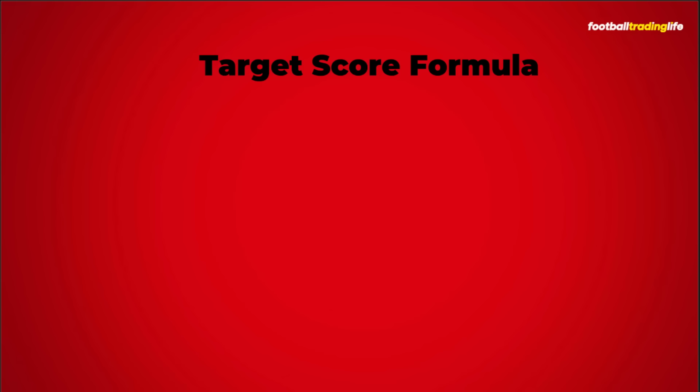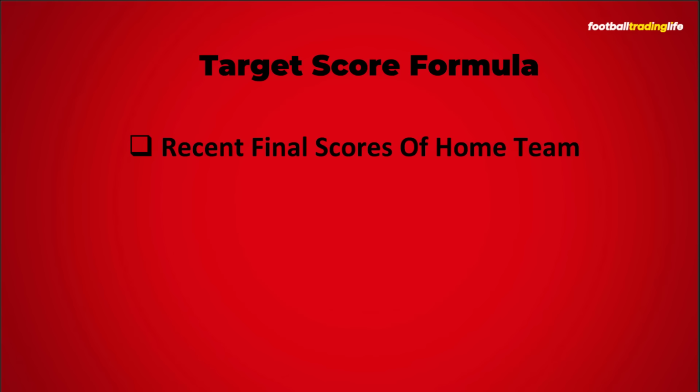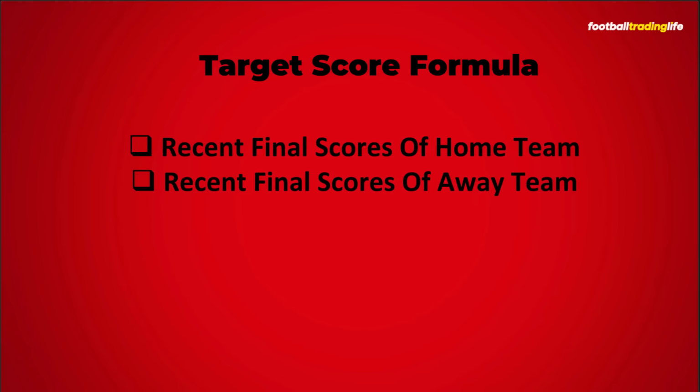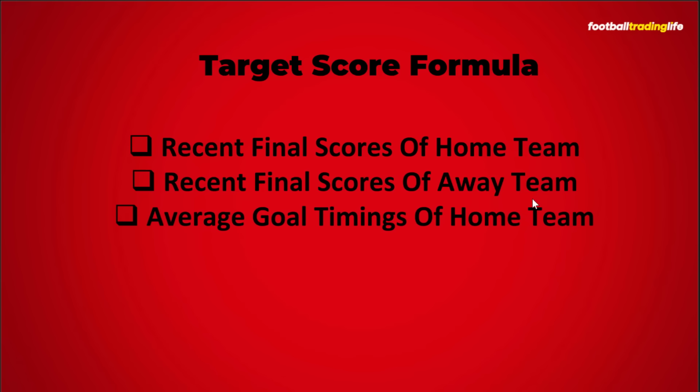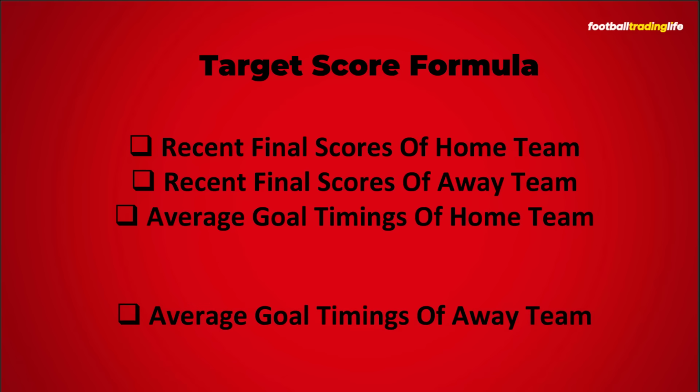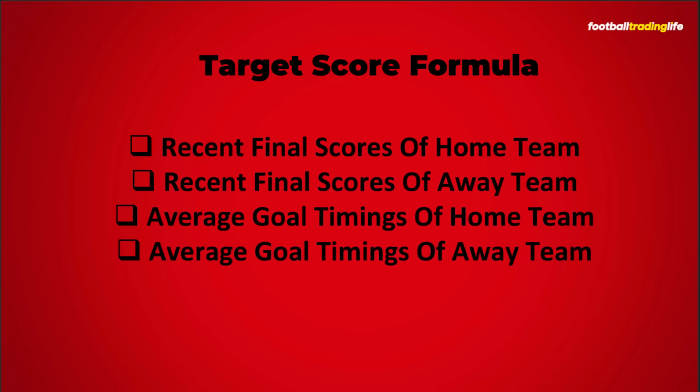So when you are trying to pick out your target scores, there's a lot of stuff to consider. You've got to look at the recent final scores of the home team. You've got to look at the recent final scores of the away team. You also need to look at the average goal timings of the home team, the average goal timings of the away team also. As said, we're trying to find tradable scores, not necessarily the final score.